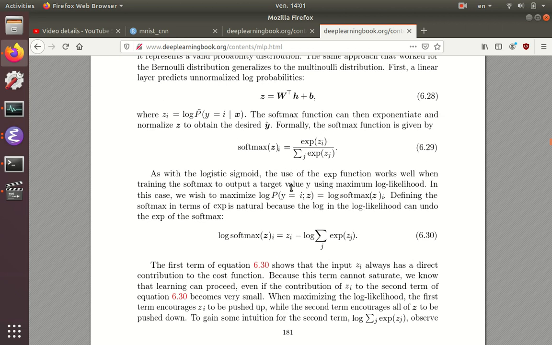So yeah, this is just to give you a little background and theory on what the softmax function is and why we use it for multi-class classification.